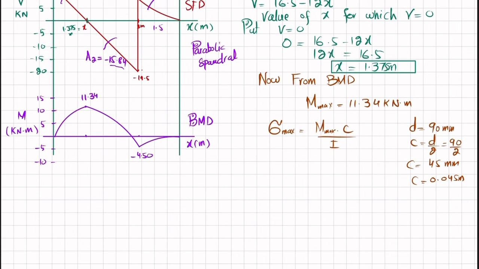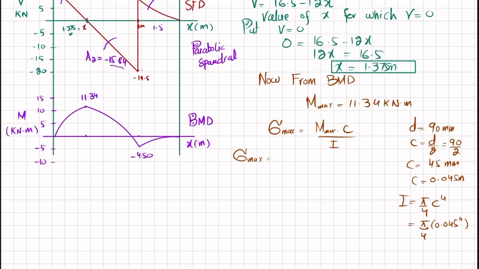And what about I? I, the second moment of inertia of this circular shaft, is equal to pi by 4 C power 4, and that is pi by 4 into 0.045 power 4. The unit will be meter power 4. So put this in this formula.